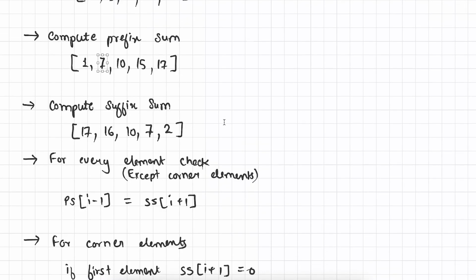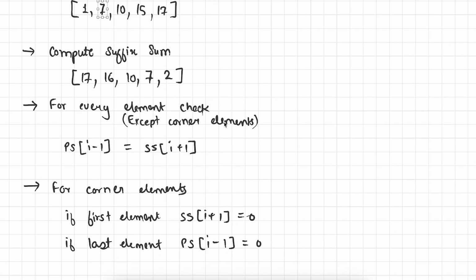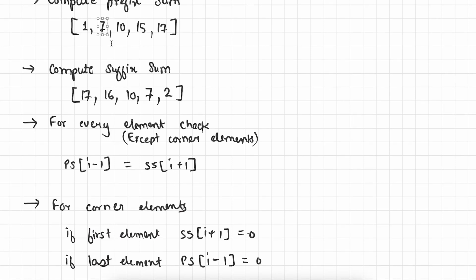Now what about the corner elements? So what happens in corner elements? If the element is first, then we know that there are no elements to the left of it.